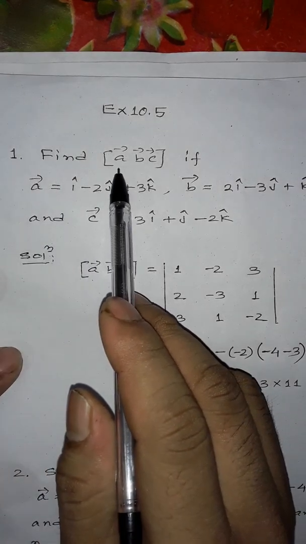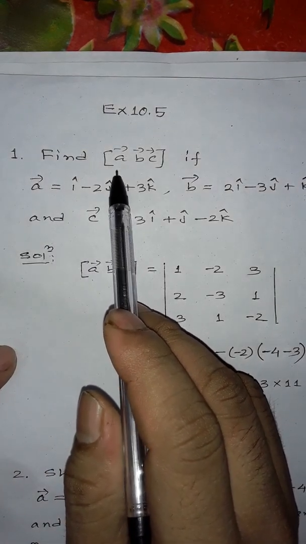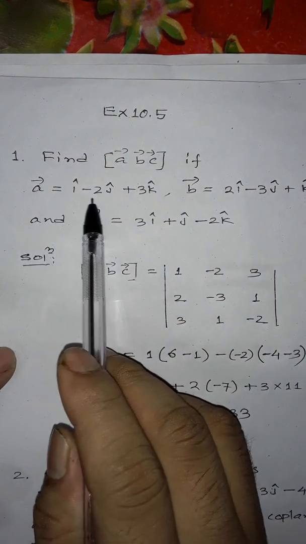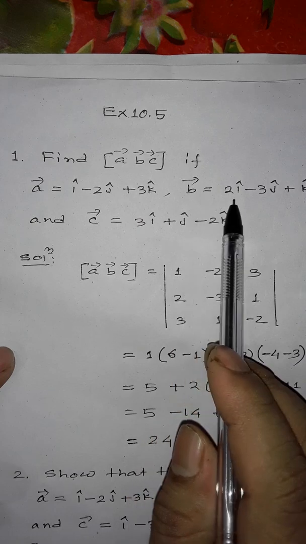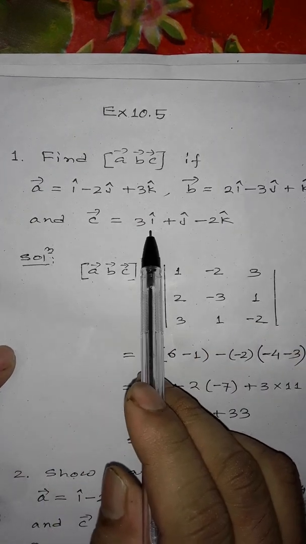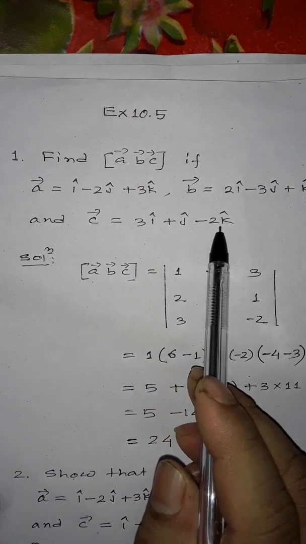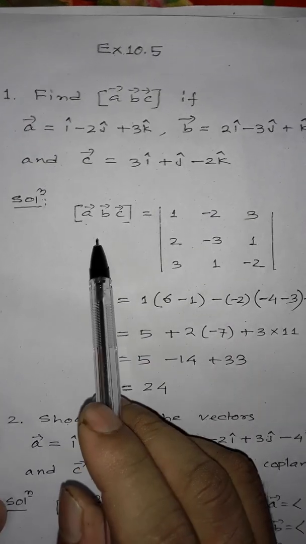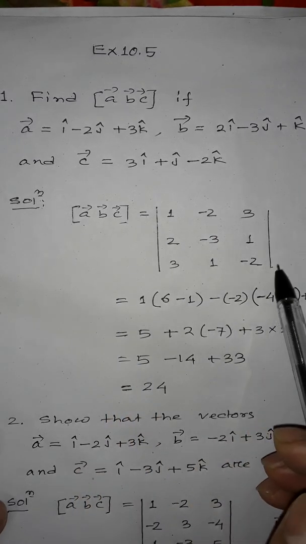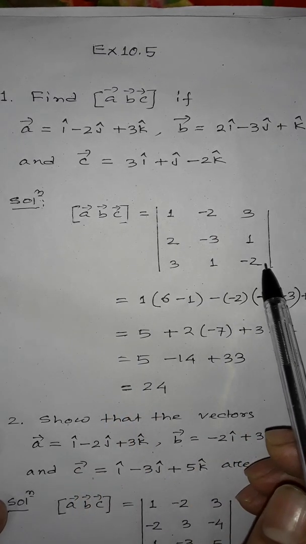Find the scalar triple product of three vectors A, B, C if vector A equals i minus 2j plus 3k, B equals 2i minus 3j plus k, and vector C equals 3i plus j minus 2k. So the scalar triple product of three vectors is given by the value of this determinant.